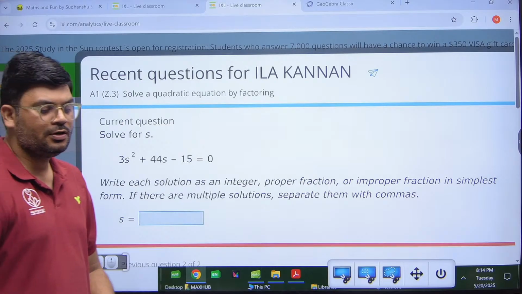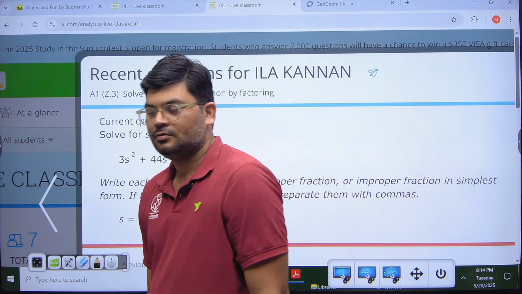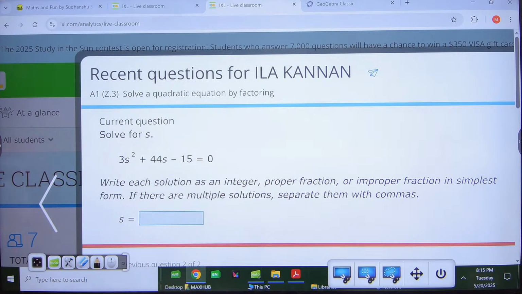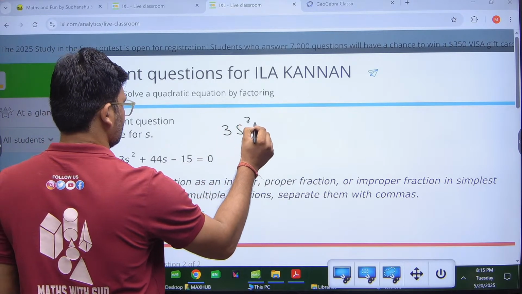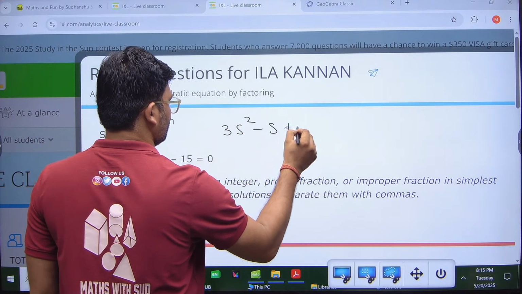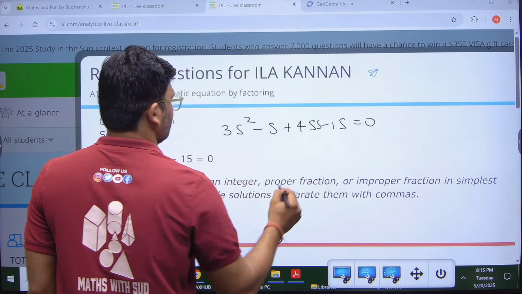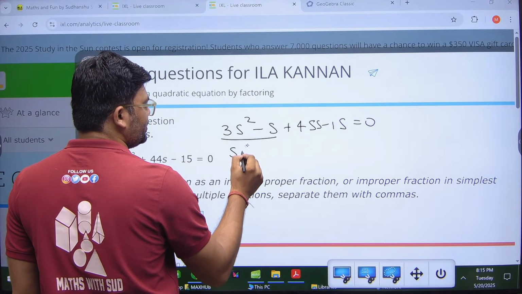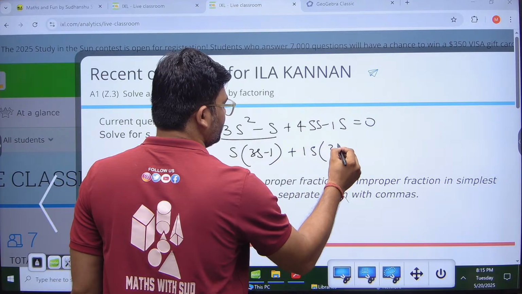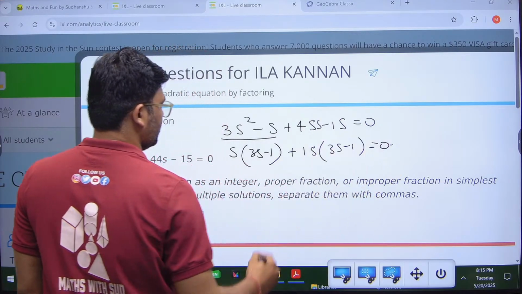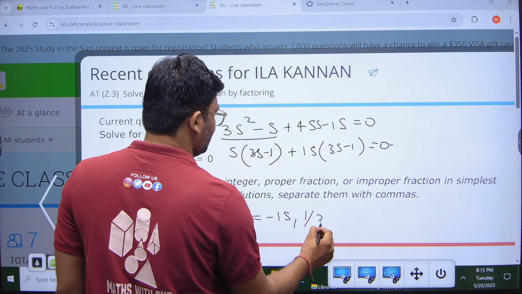So did you find the two numbers? Yeah, minus 1 and 45. Very good. So that becomes... between these two you can take common s. So 3s minus 1 plus 15, 3s minus 1. So s minus 15. So s is equal to minus 15 comma 1 by 3.